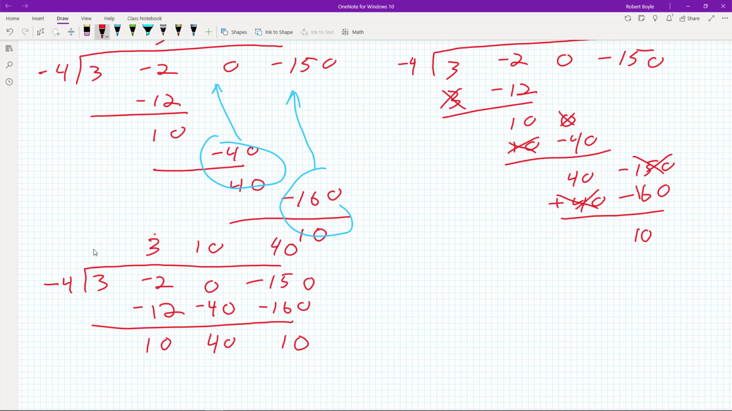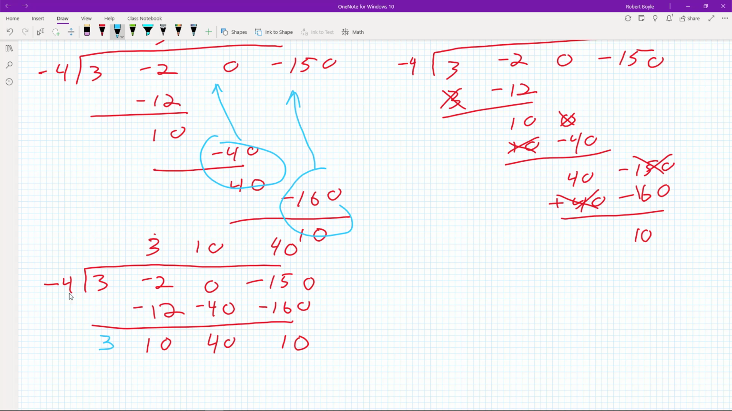Now the other thing I can do is take this 3 and rewrite it down here, just for kicks. Let me do that in another color just to show that. So all I'm doing is rewriting the 3. Now does this work? Does this kind of make sense? Well, check this out. -4 times 3 gives me -12. If I do 2 minus 12, I get 10. -4 times 10 is -40. 0 minus -40 is 40. -4 times 40 is -160. 150 minus 160 is 10.